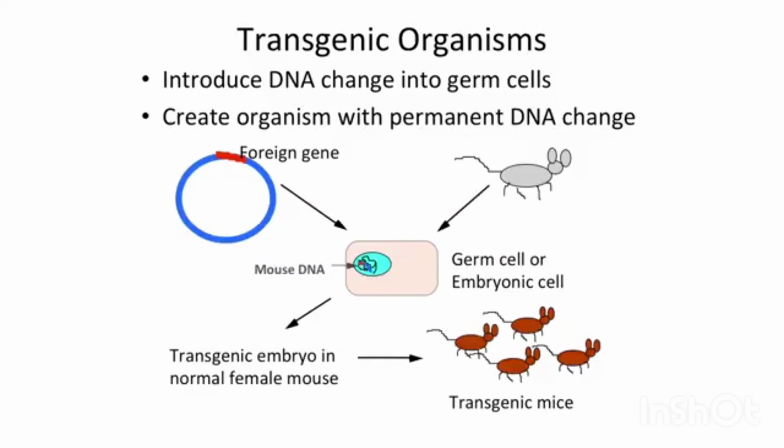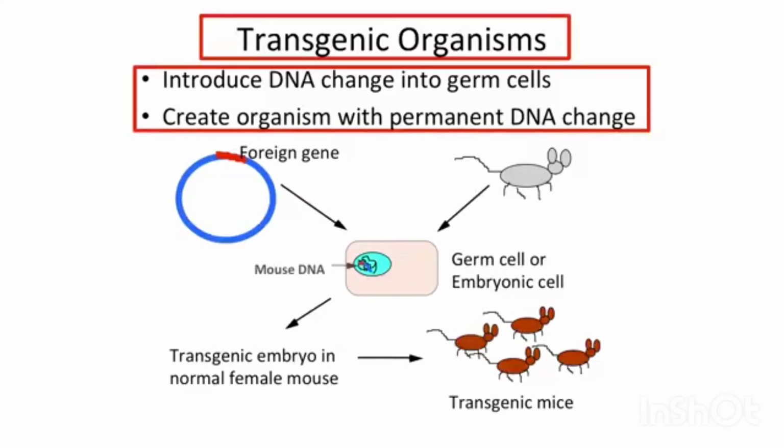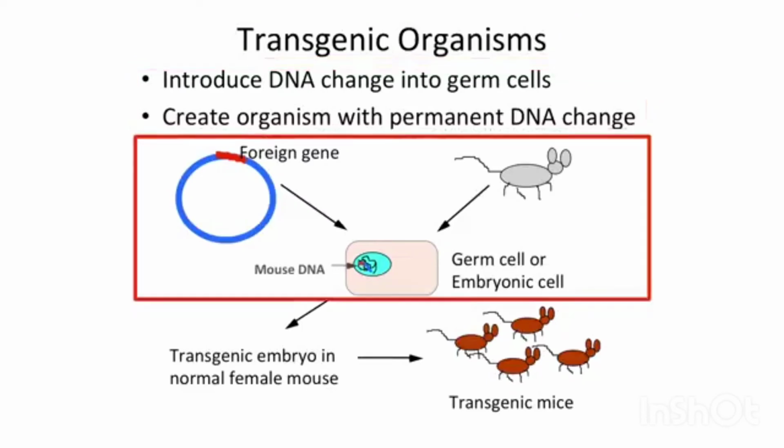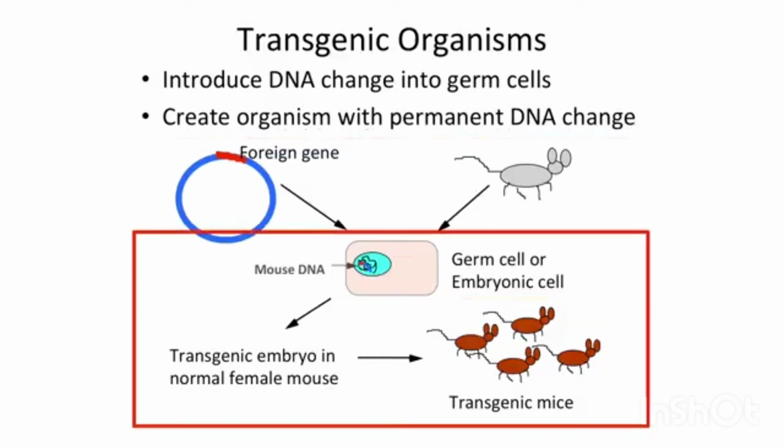In contrast, transgenic organisms are produced by introducing a DNA change into the germ cells, thereby creating a new organism with a permanent change in the DNA sequence. A foreign gene is introduced into the DNA, which is injected into the nucleus of a germ cell or an embryonic cell. The foreign gene is incorporated into the DNA of the germ or embryonic cell and is part of the DNA of all of the cells generated subsequently.